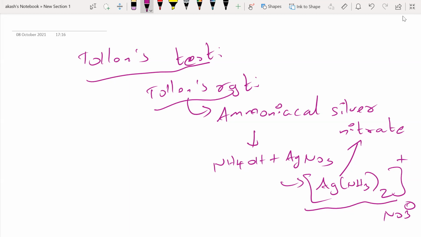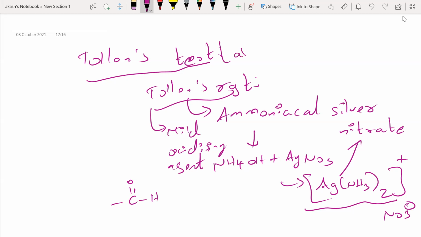Now what you have to understand is that this tolerance reagent is a mild oxidizing agent, as are Fehling's, which we'll talk about in a while. Remember that the tolerance test is given only by aldehydes. Aldehydes only. Ketones will not give this test.